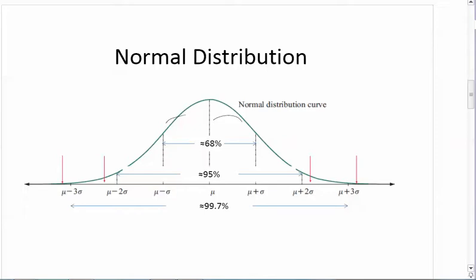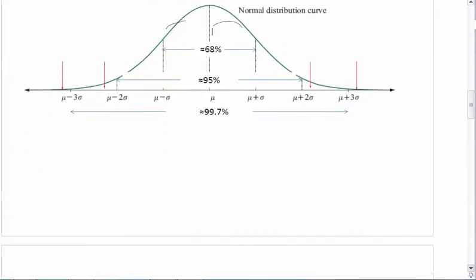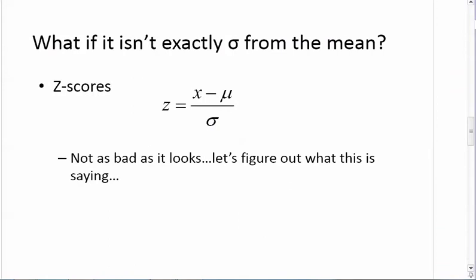Okay, now from there, what we want to do is take our normal distribution curve and not only be able to take a specific standard deviation, but also be able to consider the situation, what if it is not exactly a standard deviation or 2 standard deviations from the middle. And so for this, we do what's called a z-score. So the z-score, z, equals x minus mu over sigma.